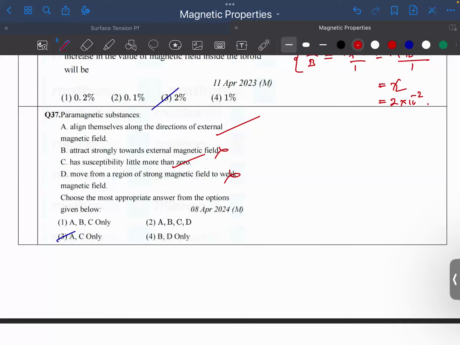When you mark something wrong, you need to know the reason. Attract strongly towards external magnetic field. Why wrong? That is the property of ferromagnetic material. Similarly, move from a region of stronger field to weaker field, I marked wrong. Why? That is the property of diamagnetic material.